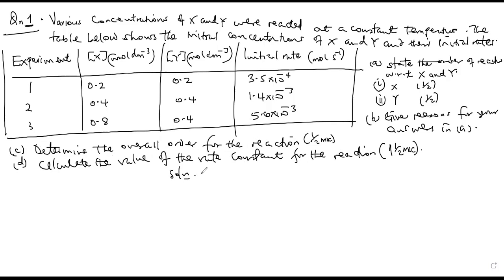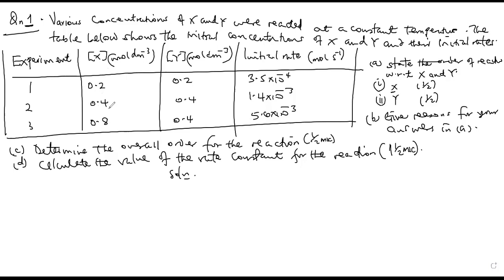That's how this question is going about. Now, here you need to be smart by looking at what you're having and how you're going. By looking at what you're having, you can easily see what you're not having. Now, if they say, state the order of reaction with respect to X and Y, if you have to begin with X, you can see in experiment one, the concentration was 0.2. In experiment two, the concentration was 0.4. In experiment three, the concentration was 0.8. Okay?